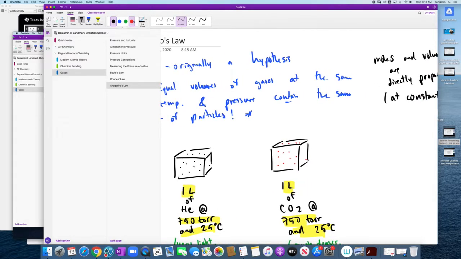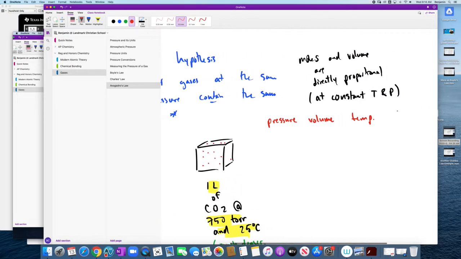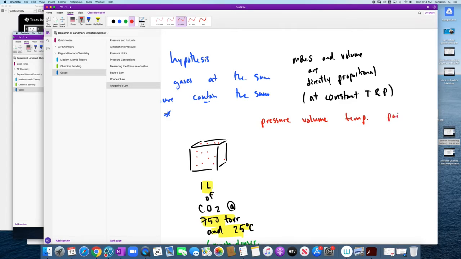Okay, if you think about those 4 variables that gases have, they exert pressure, they occupy some volume, they have a temperature, and they are made up of particles.